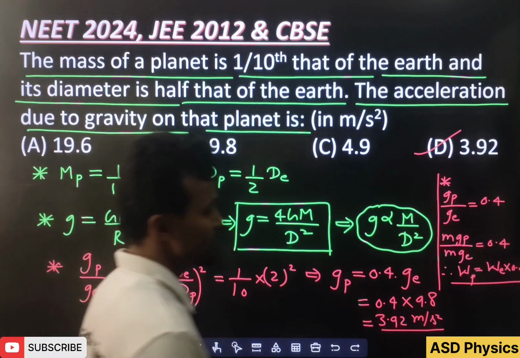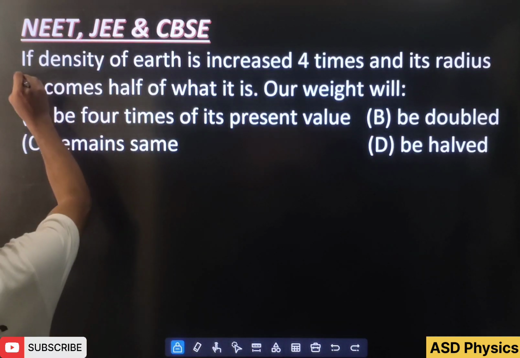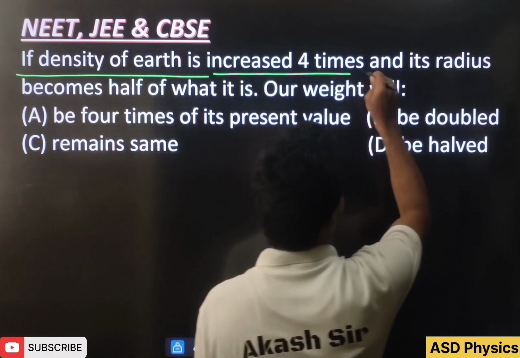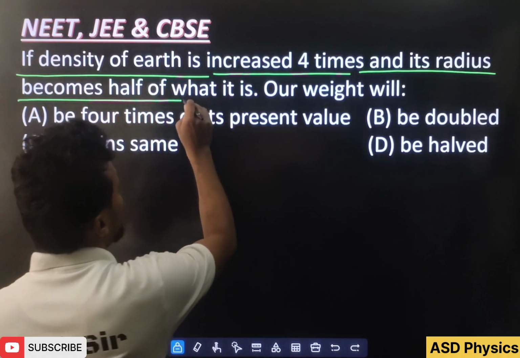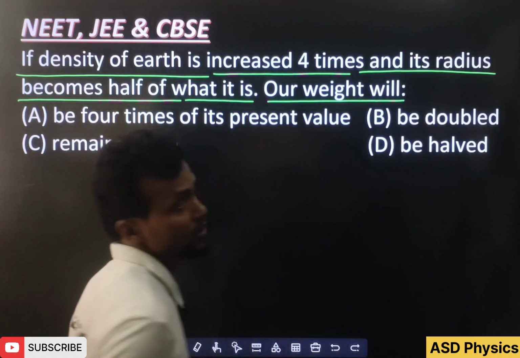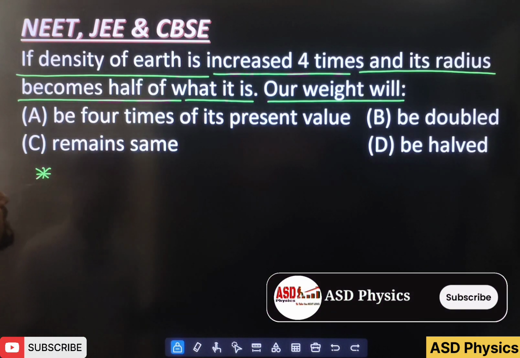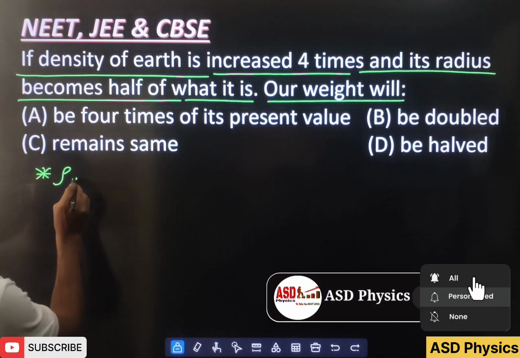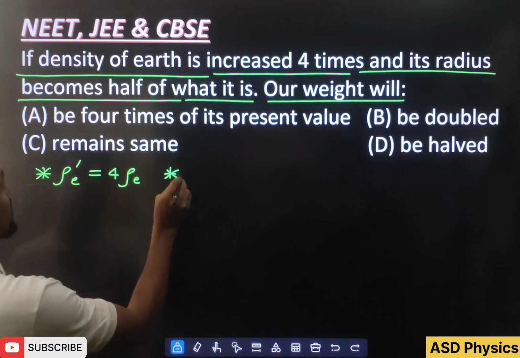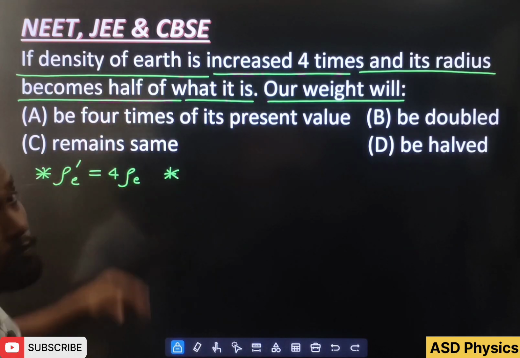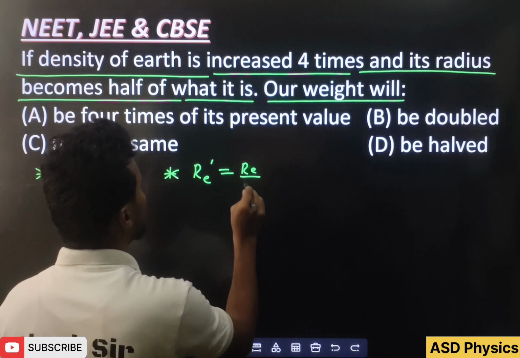Now after that we'll go to the second last question, a very basic question. The question is: if the density of Earth is increased 4 times and its radius becomes half of what it is, how much will our weight be? In this situation, I am going to write that the density of the Earth is increased by 4 times, so rho e dash is 4 times rho e. And the radius is going to become half, so re dash is re by 2.